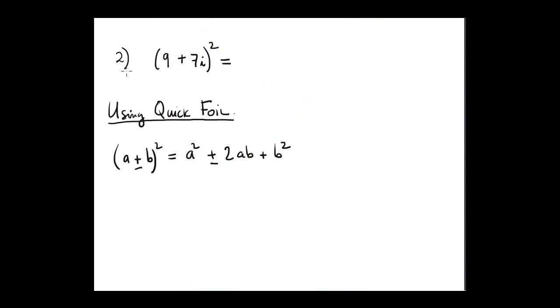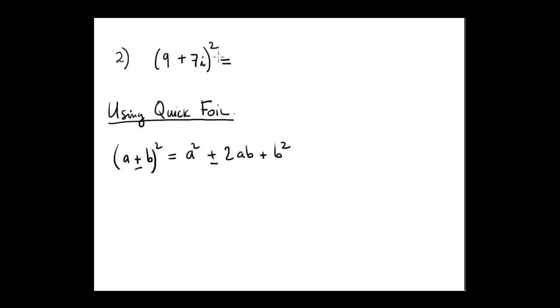Okay, question 2 is square complex number. For doing that, the easy way is using quick FOIL. This is the formula for the quick FOIL. Let me refresh your memory. When you have a binomial a plus b or minus, doesn't matter, squared, you expand using this formula. The formula says the square of the first, plus or minus, depending on the sign that we have here in the middle, 2 times the multiplication of both a and b, plus the square of the second.